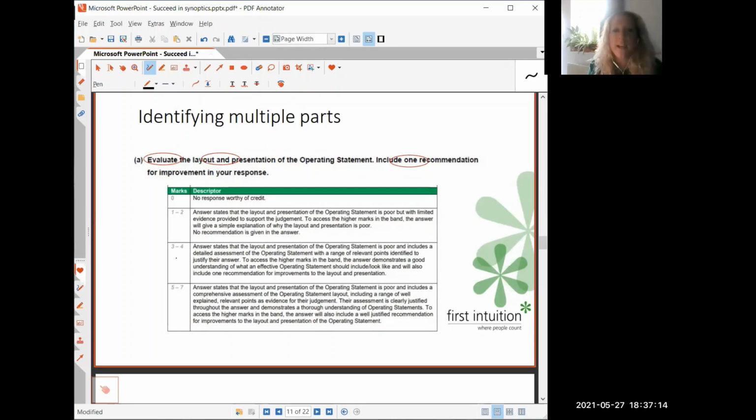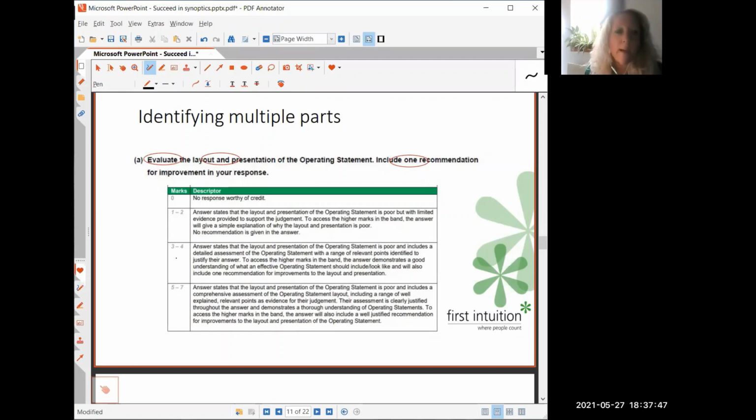So evaluate the layout and presentation, two things. So you're looking at evaluating how good is the layout of the information that's been provided, how good is the presentation of that information that I've been given. You're then asked to include one recommendation for improvement. Make it a good one, make it one that you can explain well. So a few things asked for in that requirement there.